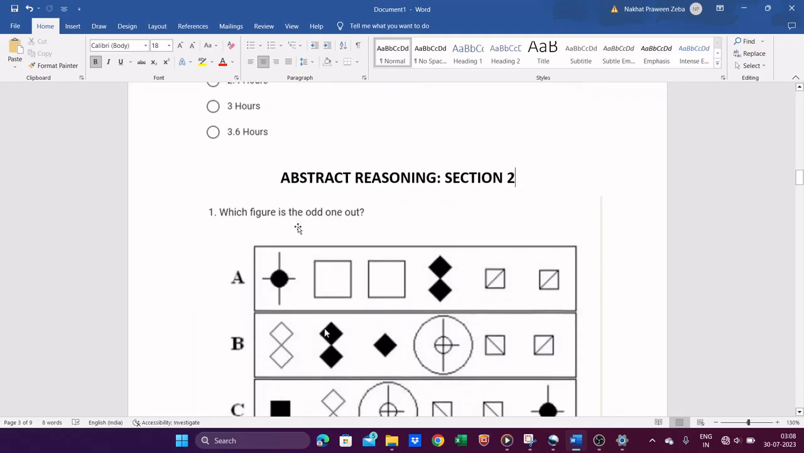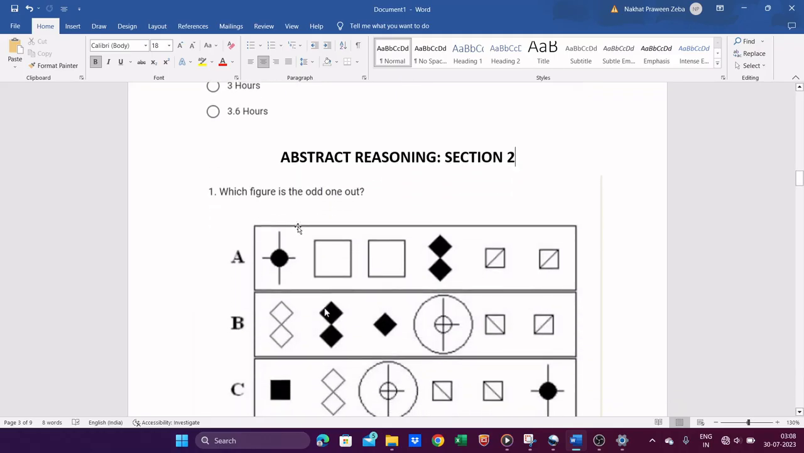Okay. Next is abstract reasoning, which is section 2, not mandatory. But earlier I was not knowing that this is not mandatory. I was just going to attempt all the questions. But yeah, I was having this, so I included it in this video.